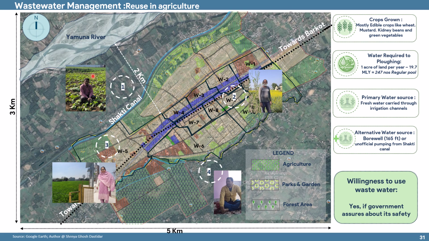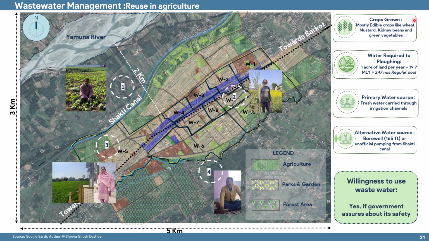The west side of the Shakti Canal mainly deals with commercial farming, whereas the eastern side, which is towards the city, deals with private farming. The various types of crops grown are mostly edible crops like wheat, mustard, kidney beans, and various green vegetables.